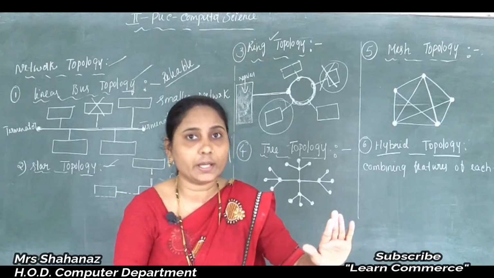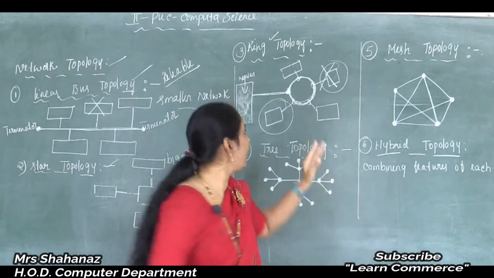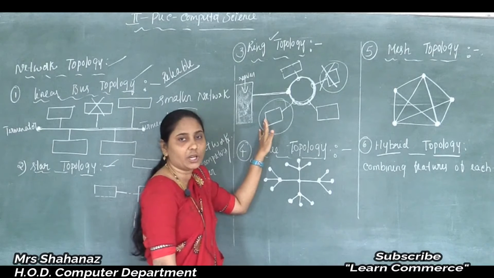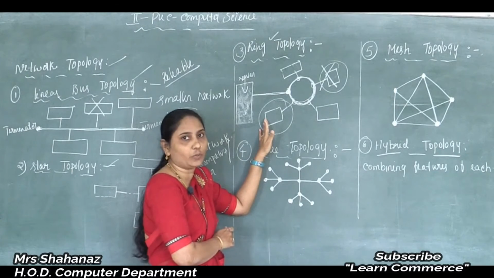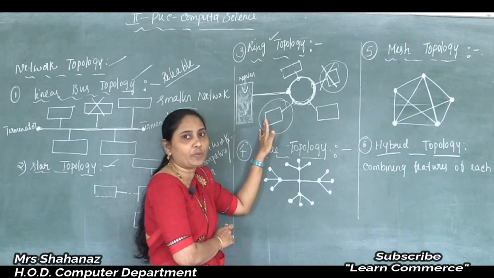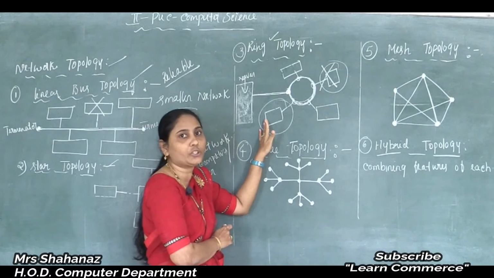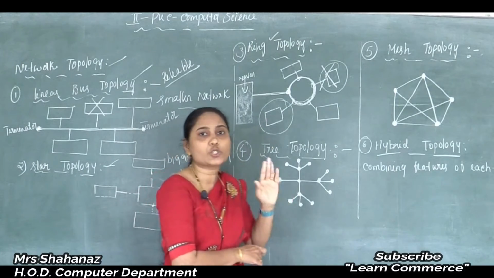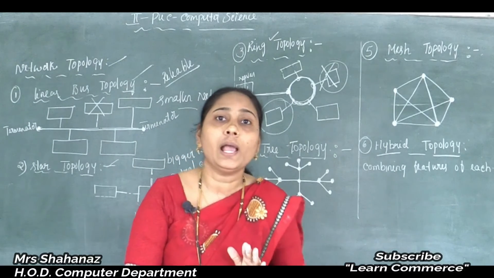Communication is always in one direction. That means the information is accessed one after another by each node here. And we know the main disadvantage: if any node, machine or computer fails in this case, it totally stops, halts all communication of the network.